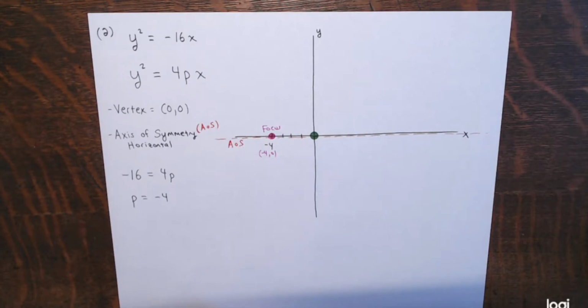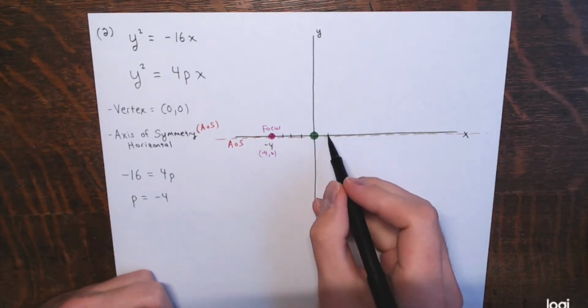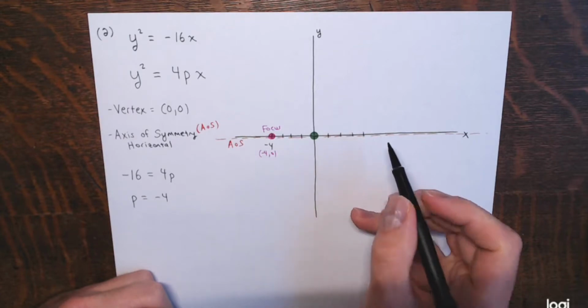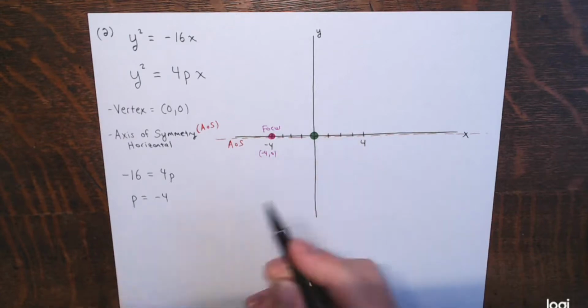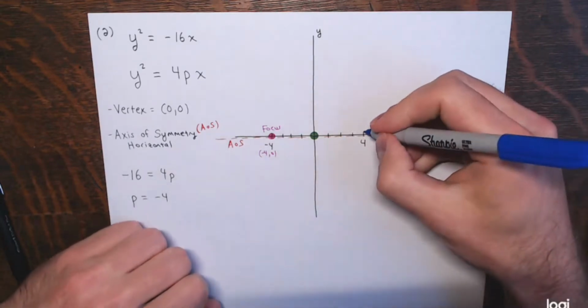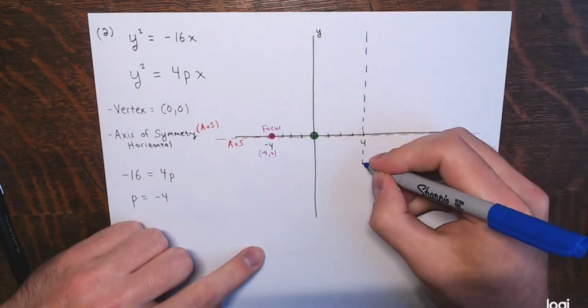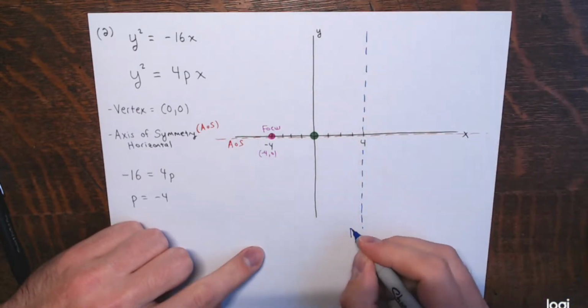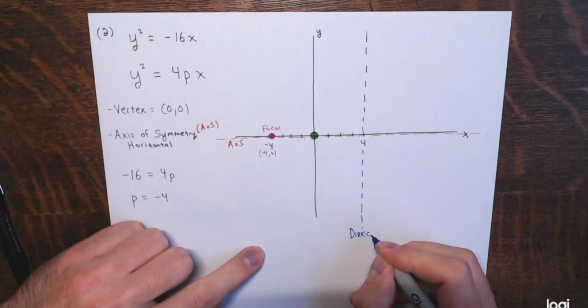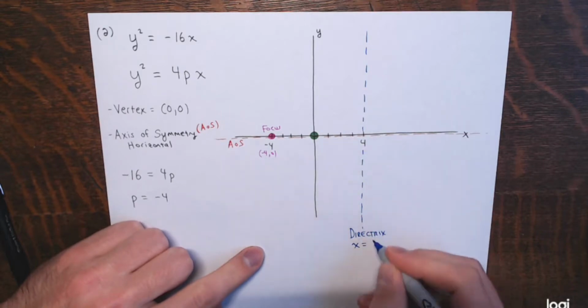And if the focus is 4 units to the left of the vertex, the directrix will be 4 units to the right of the vertex and vertical. It's got to be perpendicular to the axis of symmetry. So here is the directrix, and it's a vertical line, so it's x equals some number, and that's x equals 4 here.